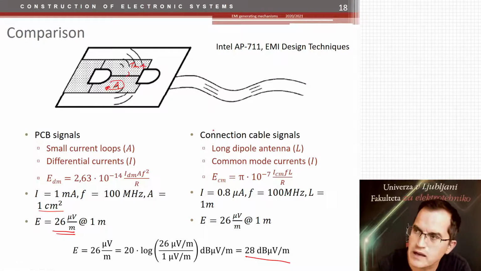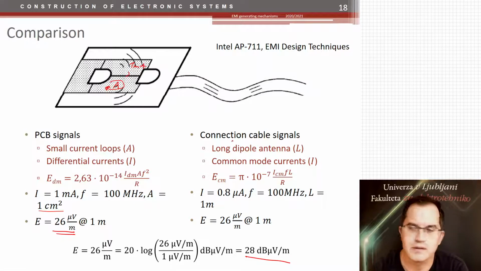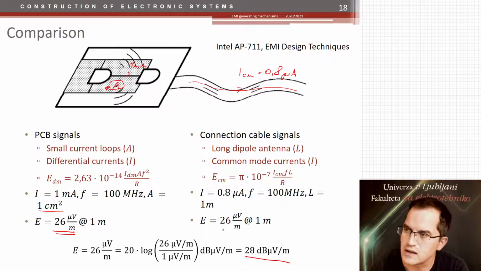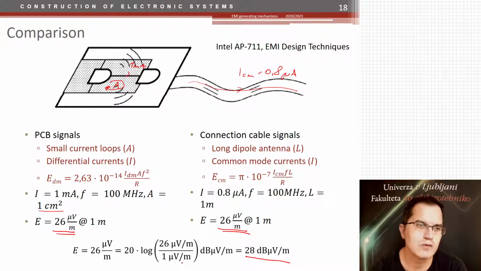On the other side, we have a connection cable, 1 meter long, with 0.8 microamps of common mode current. If that's differential mode, this is common mode. So we have a common mode current running through this cable, ECM of 0.8 microamps. And if you put it in this equation, you will get the same value, 26 microvolts per meter.